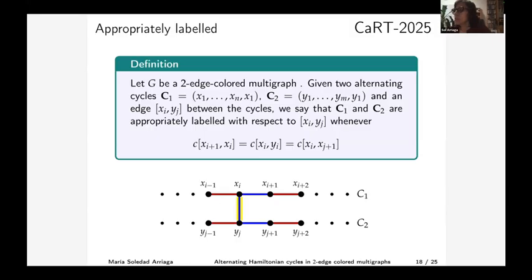Okay, now we can do this definition. Let G be a two-edge colored multigraph. Given two alternating cycles, C1 and C2, and an edge between them, Xi, Yj, we say that C1 and C2 are appropriately labeled with respect to this edge whenever this path is monochromatic with the color of this edge, obviously.